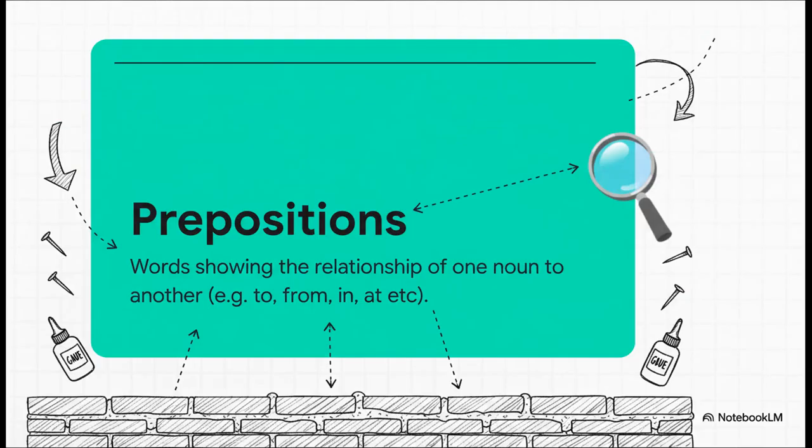But hey, bricks by themselves don't make a wall, right? You need mortar to hold them together. In language, that's what prepositions are. Words like in, on, from, and to. Think of them as the nails and the glue that start connecting your basic words. Once you have these, your foundation is pretty much complete.